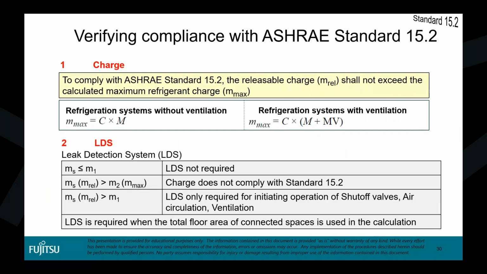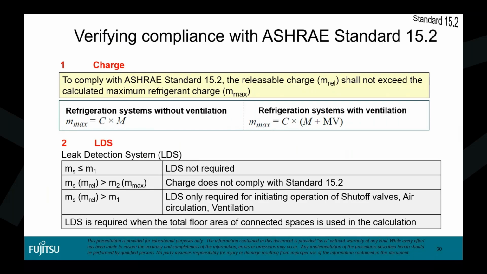If you comply with the charge, great, but then do we need a leak detection system? And there are a few things to think about there. If MS, the system charge, is less than 4 for R32, we don't need LDS. If it is above 35, as we looked at earlier, then it doesn't comply, so it's irrelevant whether you use LDS or not. You can't use that system in the residential. And then if it's between those 4 and 35, you would need an LDS.